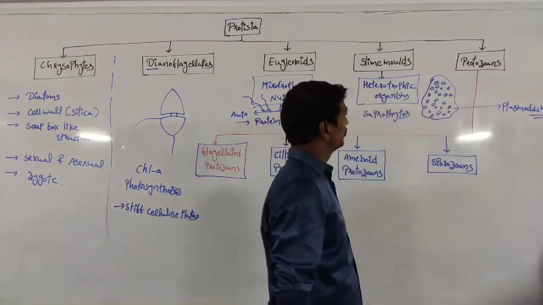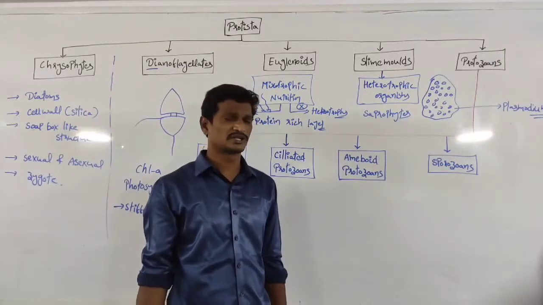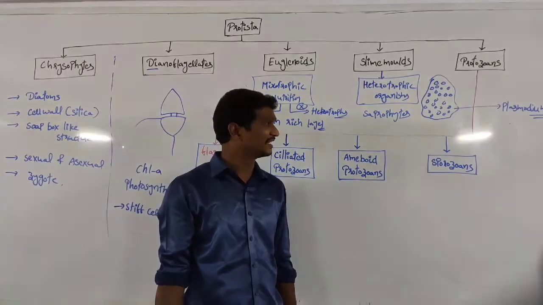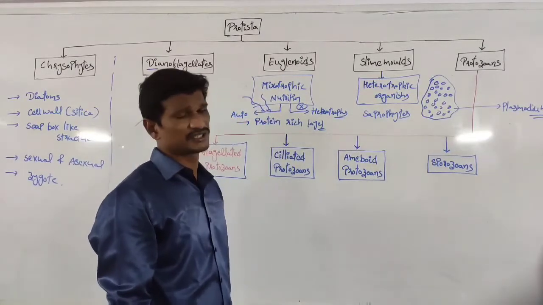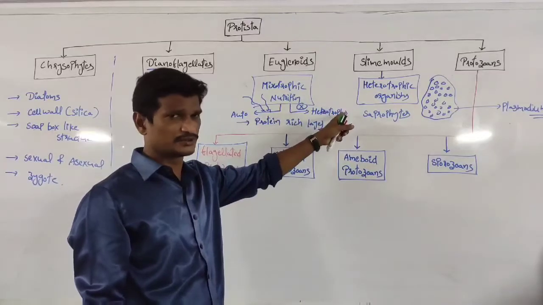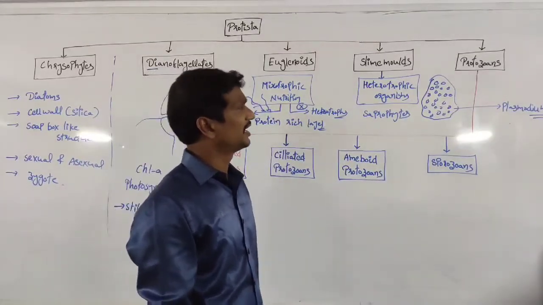So the slime molds, during favorable conditions, produce many nuclei. All these nuclei are covered by a single membrane. That aggregated structure is called plasmodium. Most of the slime molds are saprophytes, that is, they are heterotrophs. Within the heterotrophs, these are saprophytes.